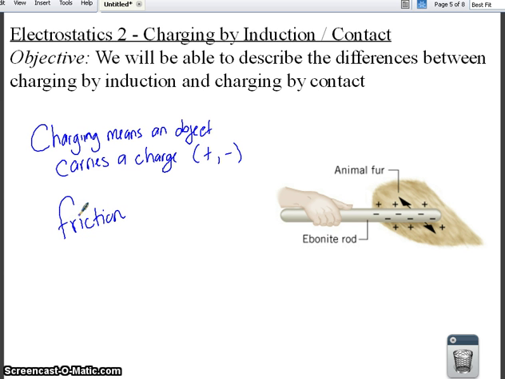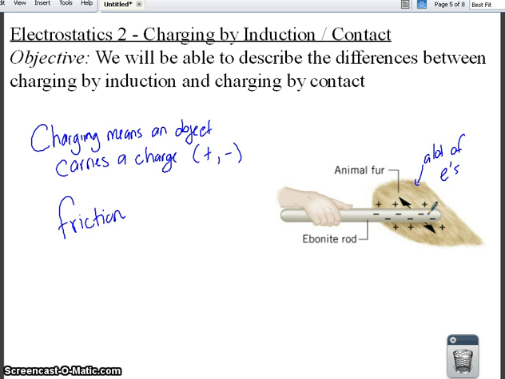As you can see here, we have an ebonite rod or a plastic rod or a glass rod here. It could be any of those things. They take this rod and rub it against some animal fur, which has a lot of electrons, and just by that friction, the electrons transfer from the animal fur to the ebonite rod. So this ebonite rod is now negative. It was charged through friction.